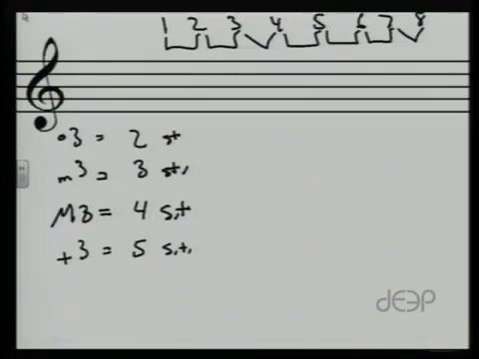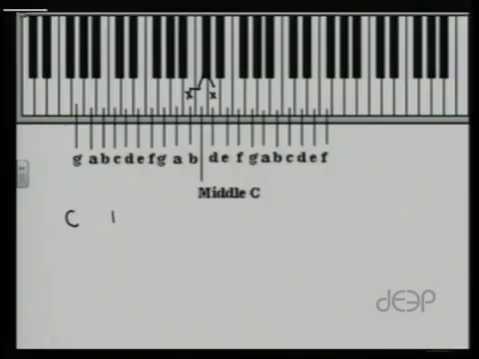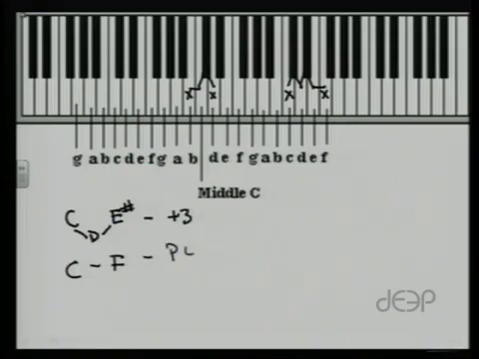It comes down to the letter names. If we have a C to E sharp, well, let's go to our keyboard. C to E has to be a third because there's just a D in there. That's a second, that's a third. So from C to E sharp is 1, 2, 3, 4, 5 semitones, okay? Or an augmented third. Whereas if it were called C to F, that would be called a perfect fourth.